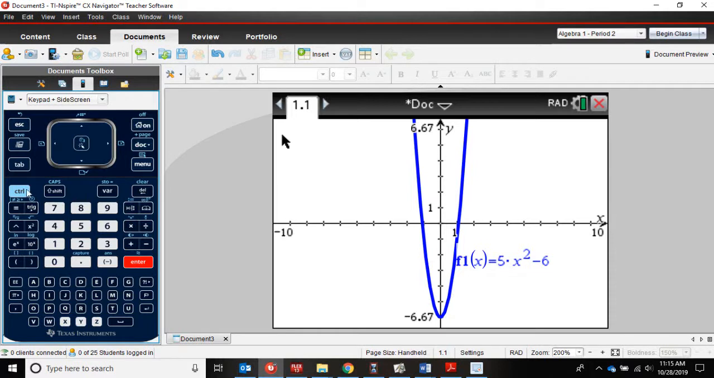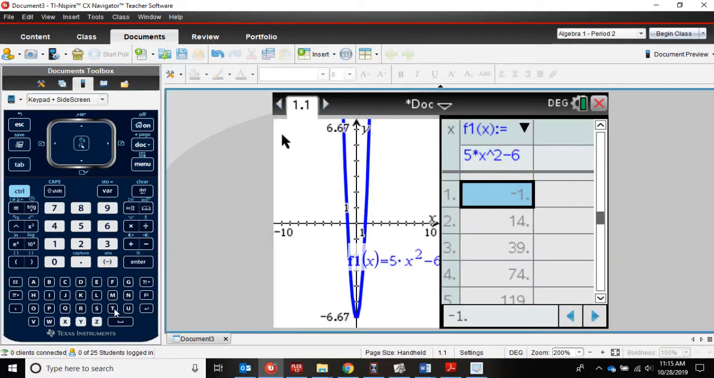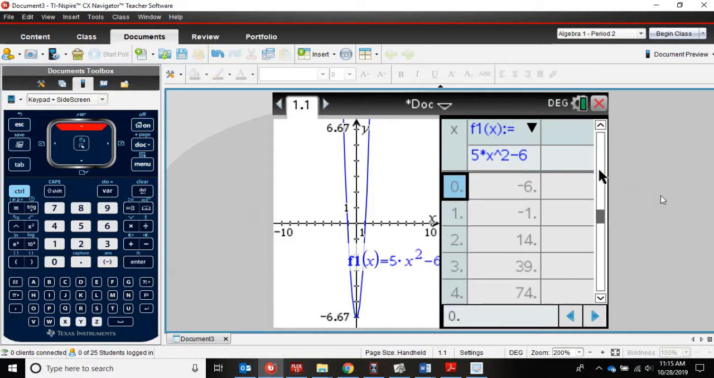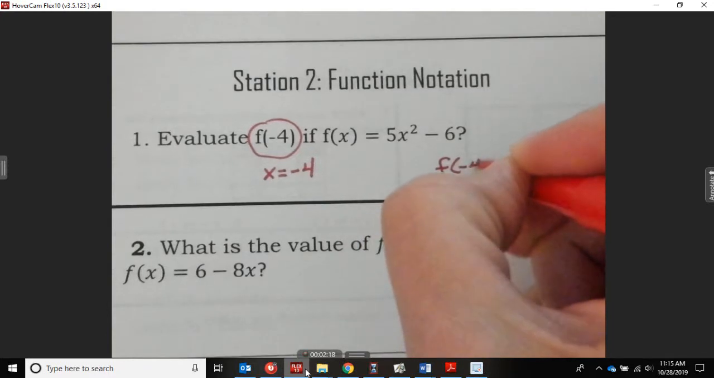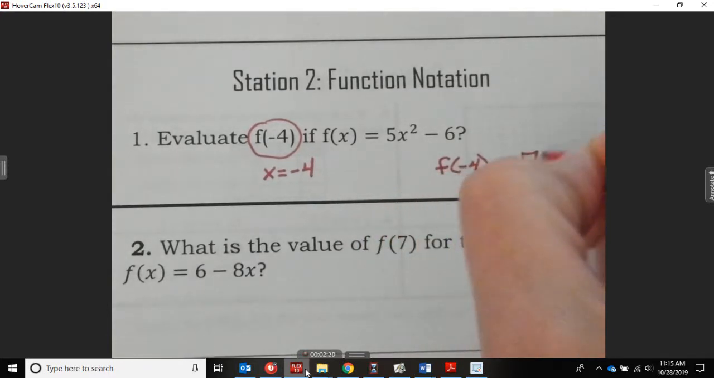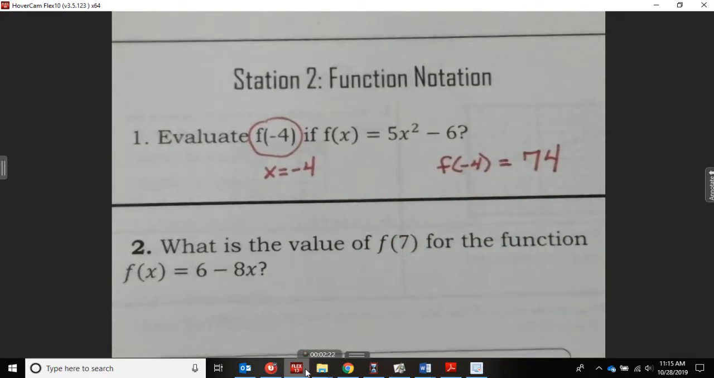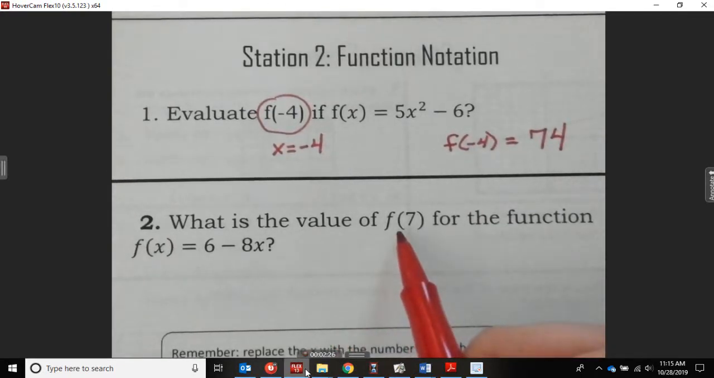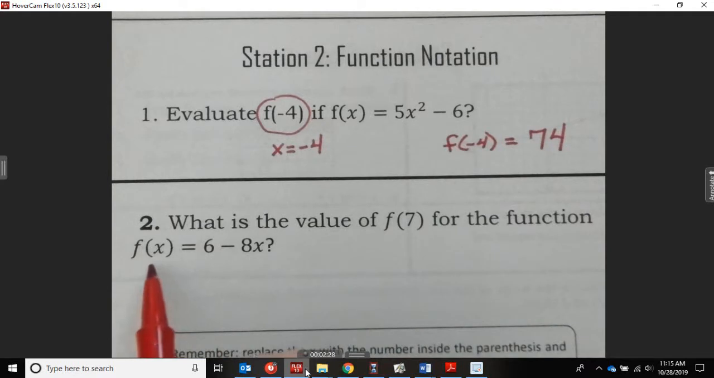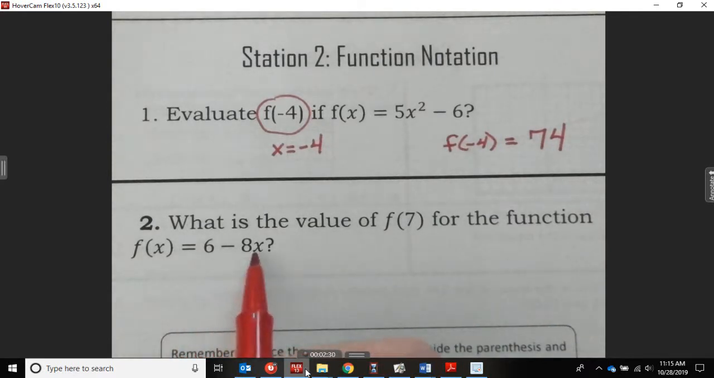I can go to my table, Control T, and I can find my x. I'm looking for where x is -4, and so we're going to scroll up to find -4, and the answer is 74. So the answer here, what's f of -4? 74. And we're going to do the same thing for number 2. What is the value of f of 7 for the function f of x equals 6 minus 8x.